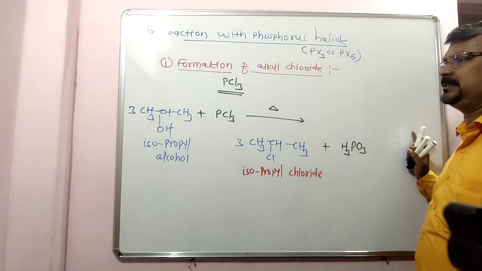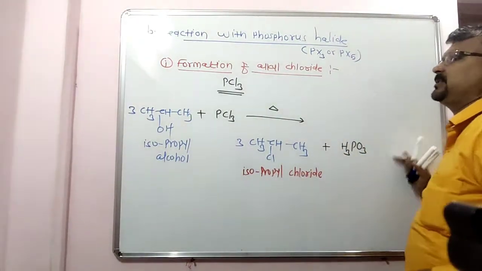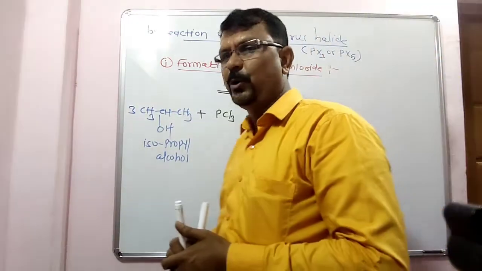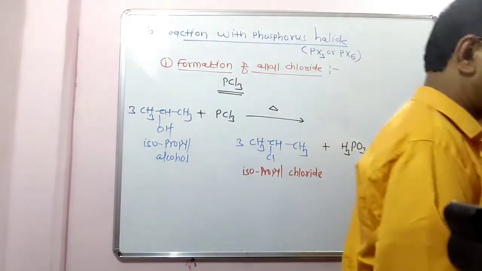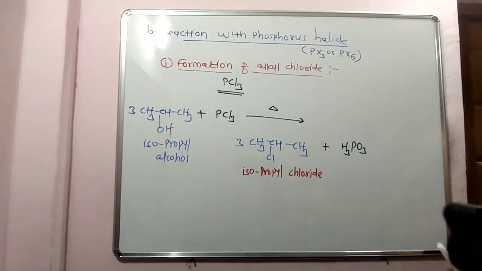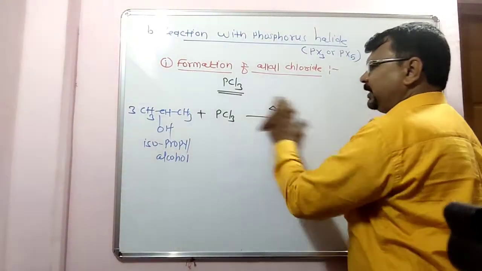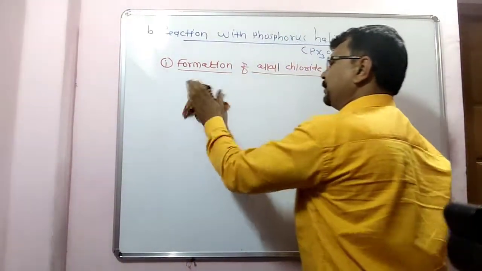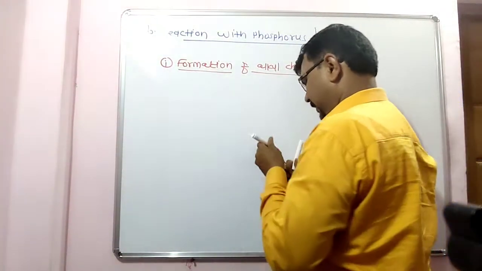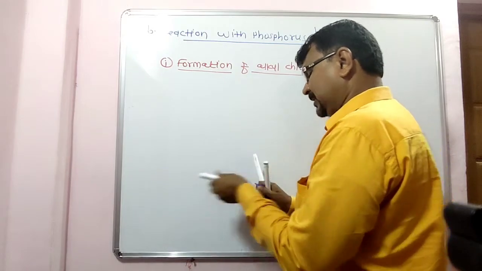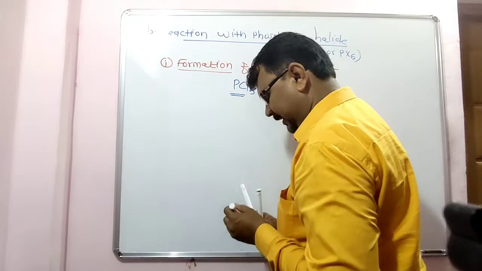Clear? Yes. Look here, the type is a nucleophilic substitution reaction. Correct? Yes. Look here, formation of alkyl chloride by using PCl5, phosphorus pentachloride.